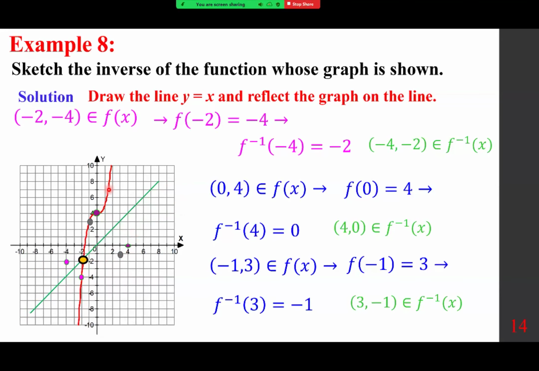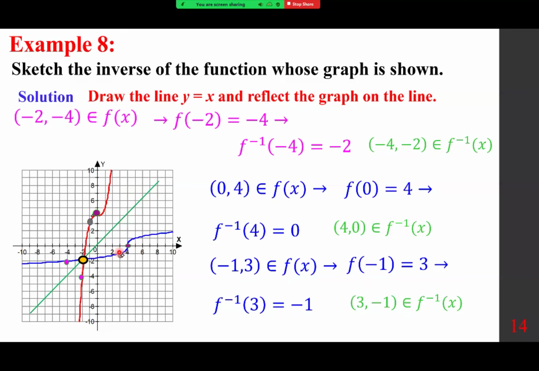So you may pick another easy point here, and the corresponding one here. This might be an easy point. Okay, so (1, 5) and (5, 1). And then you'll see the corresponding graph for f inverse, everybody. Again, I can't emphasize this enough. If you pick those few points and that doesn't do the job for you, you can always pick more points.